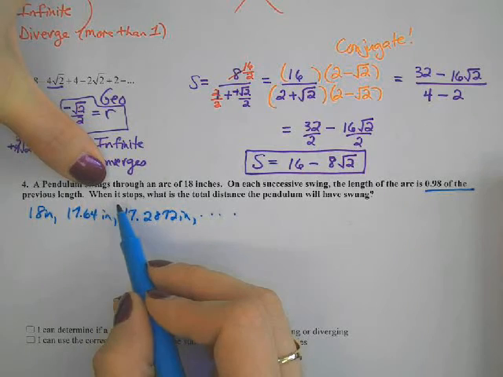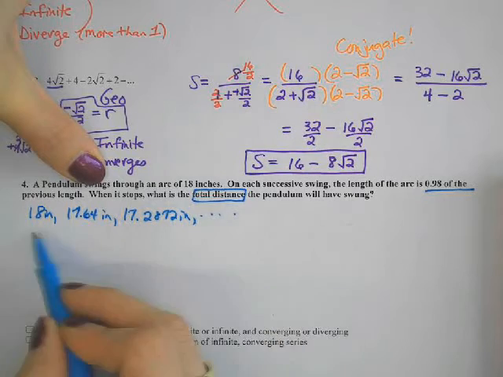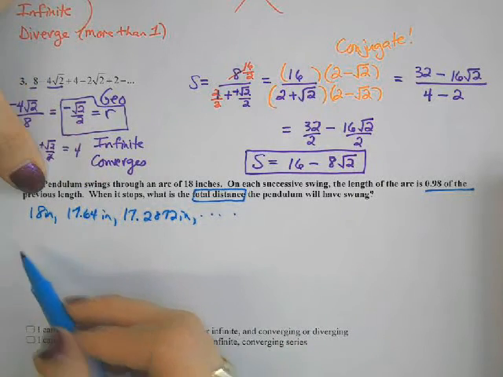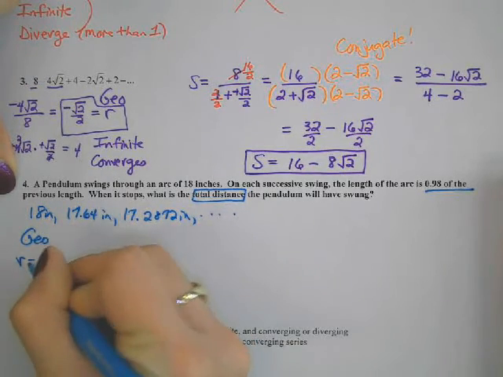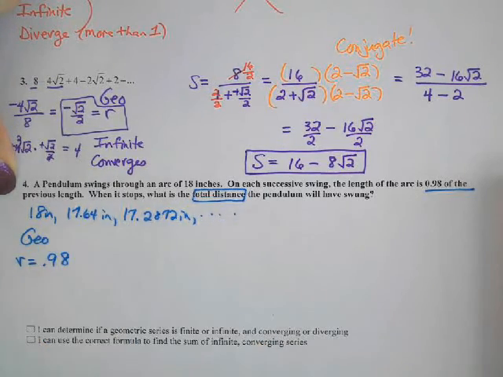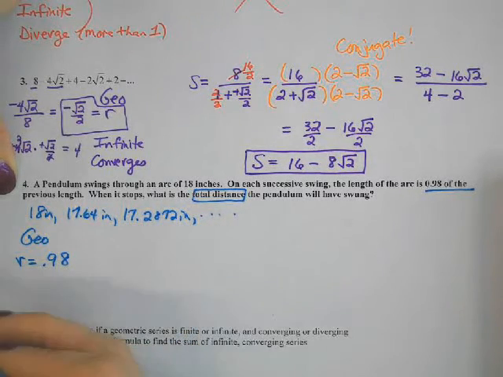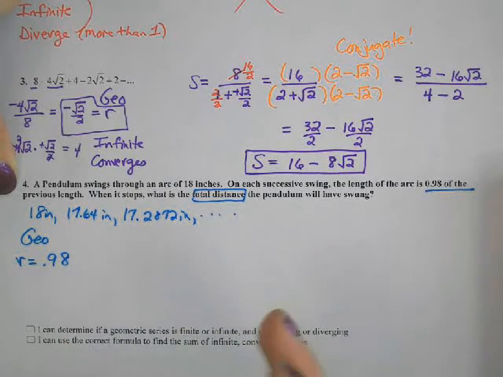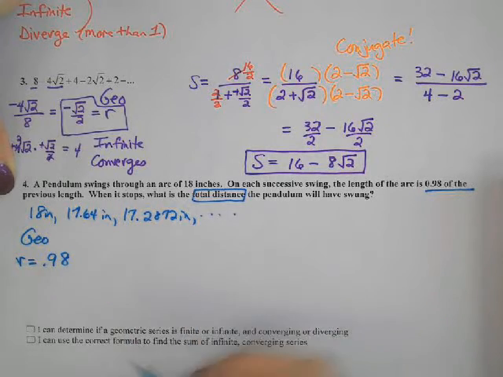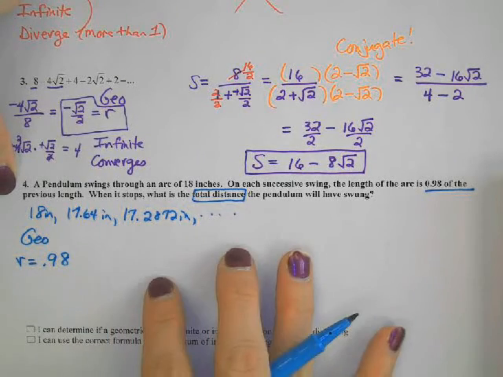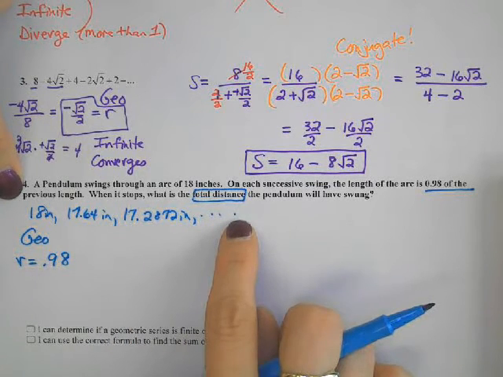When it stops, what is the total distance? So first of all, is this arithmetic or geometric? Because I keep multiplying by 0.98. Geometric, and the r is 0.98. Okay. It's going forever, forever, forever. It's just going to keep swinging, swinging, swinging until gravity stops it. So does it stop after the 10th, the 11th? No one really stops it. It can go as long as it wants. So in theory, we're not going to stop this. We're going to let it swing forever.